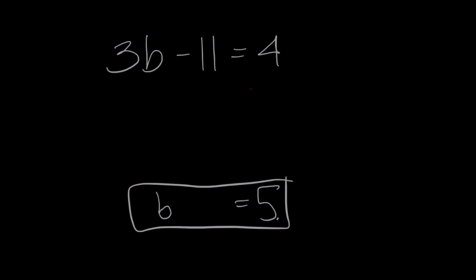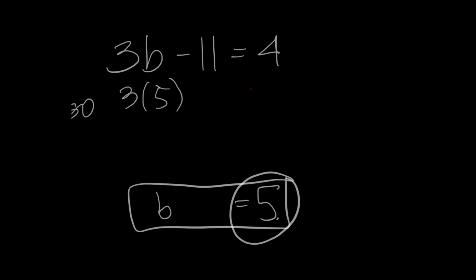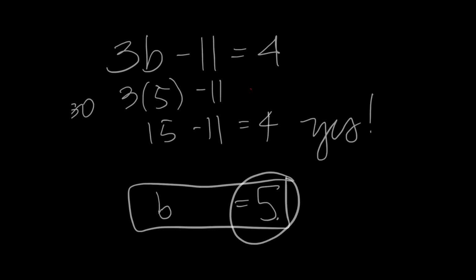It's always important in math to check your work. So if b is in fact 5, then we get 3 times 5 minus 11. 3 times 5 is 15, and when you take away 11, the answer is 4, which matches what it says on the right side. So yes, our answer is definitely correct. Good job.